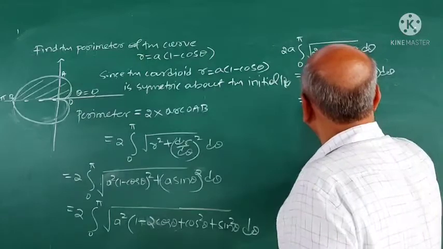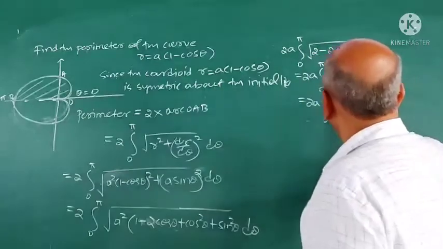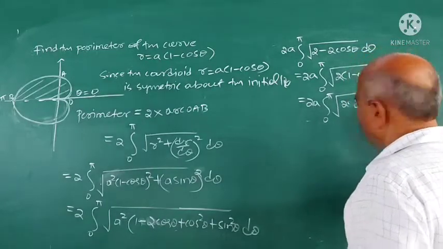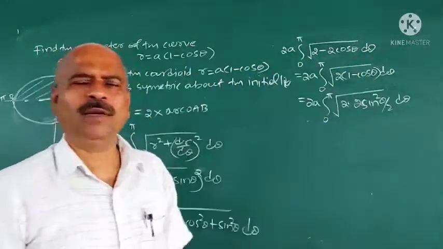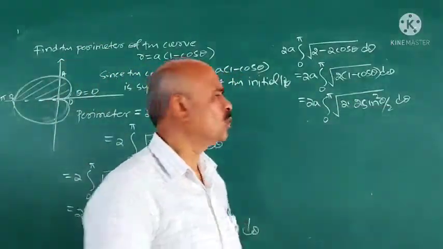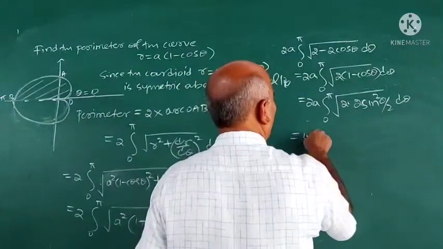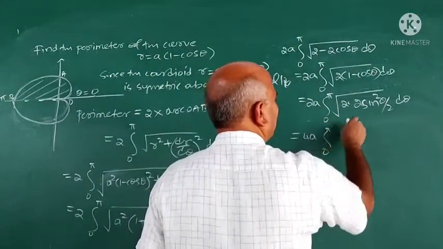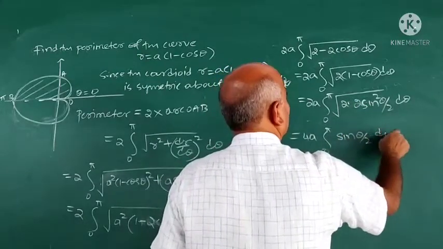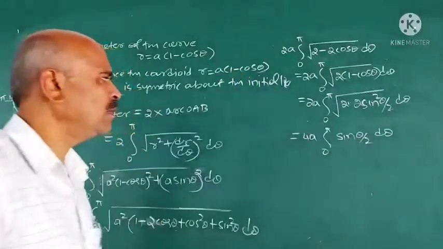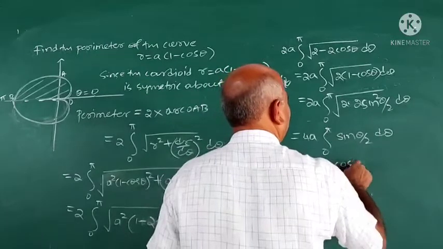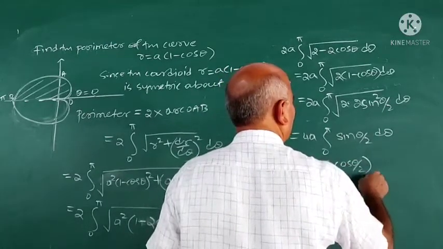2a integral 0 to π square root of 2 into 2 sin squared θ/2. I think you followed the elementary trigonometric results: 1 − cos is 2 sin squared, and 1 + cos is 2 cos squared. Therefore it is 4a integral 0 to π of sin θ/2 with respect to θ. Therefore 4a, what is the integration of sin θ/2? Minus cos θ/2 from 0 to π.